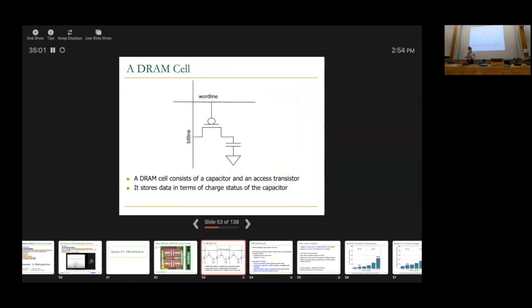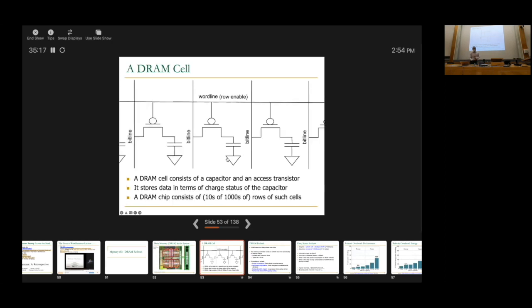We're going to talk about that. So if you focus on DRAM, it consists of these cells. These cells are essentially a capacitor, as one of your colleagues mentioned, and an access transistor. Data is stored in terms of the charge status of the capacitor. Basically, a DRAM chip consists of tens of thousands of rows of such cells.